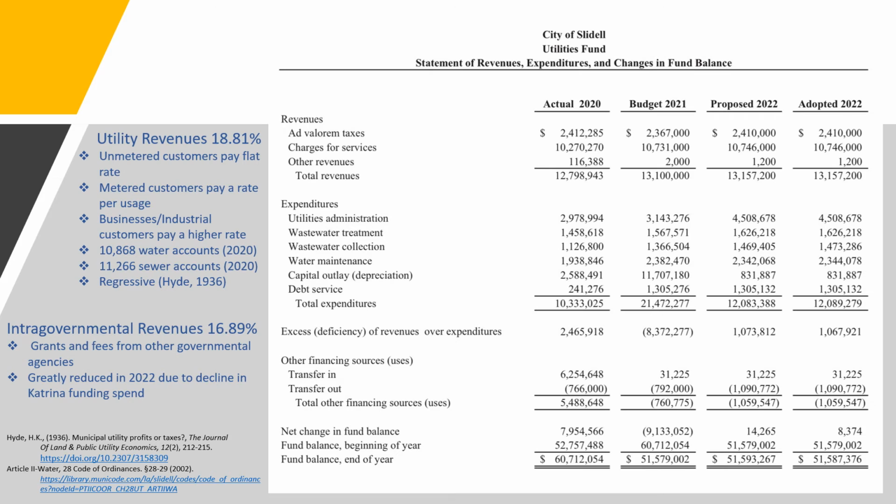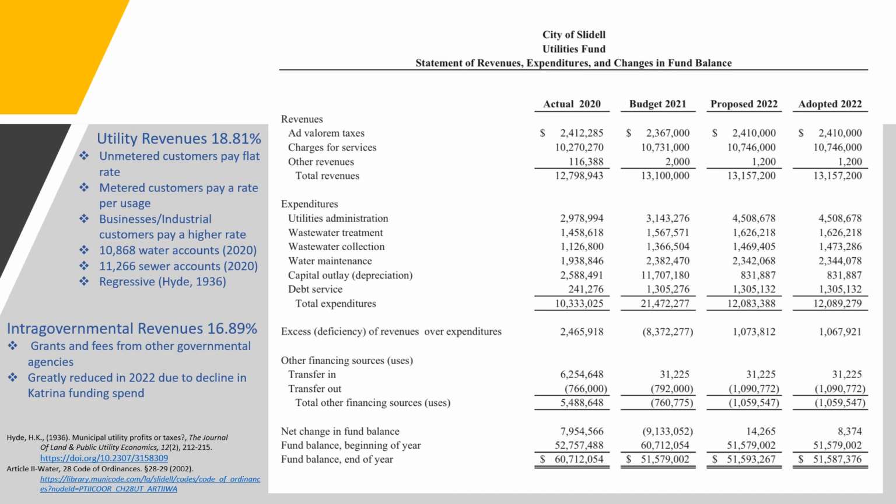The second major income source for the city is also a regressive tax because it is based on consumption. In a review of municipal utility profits and taxes, Hyde explains the regressivity of this particular revenue source. I would like to note on this slide, though, that the actual charges for the utility services don't cover the expenses, and the actual income earned from the utility fund could come from the ad valorem taxes that are also collected on the utilities, which are also regressive in nature.